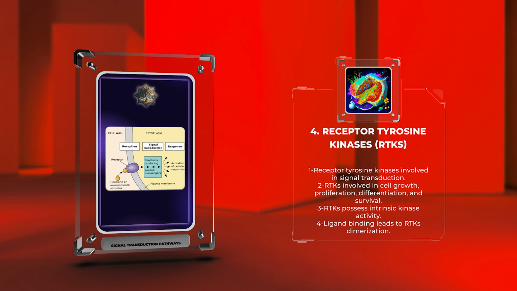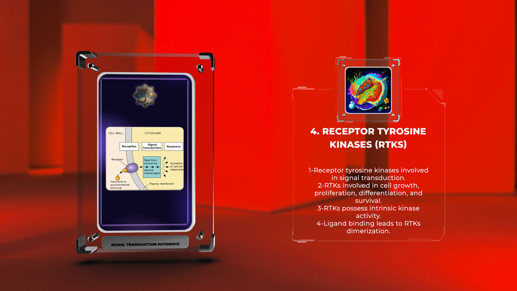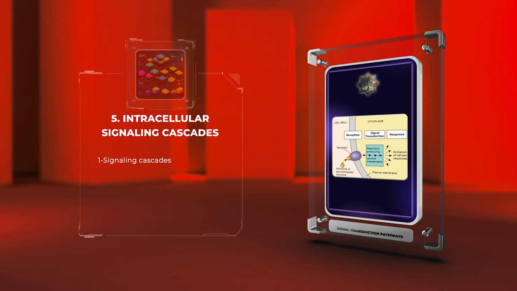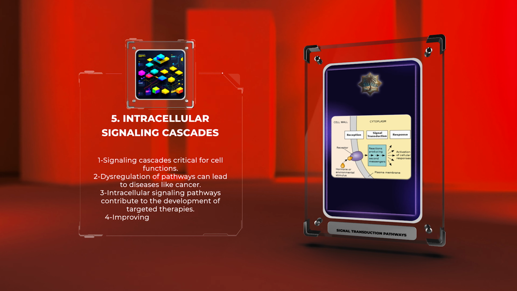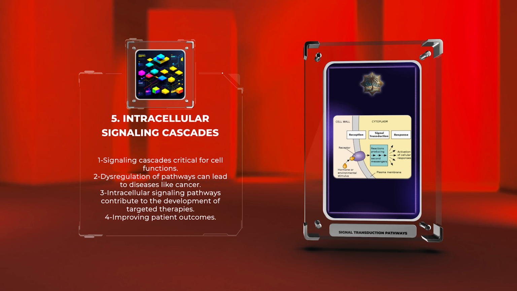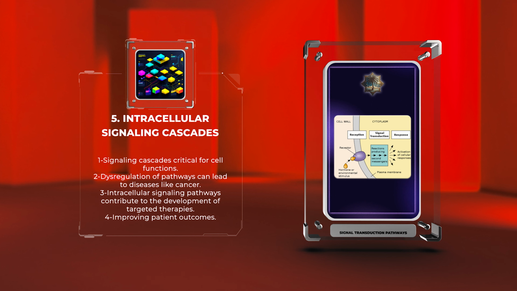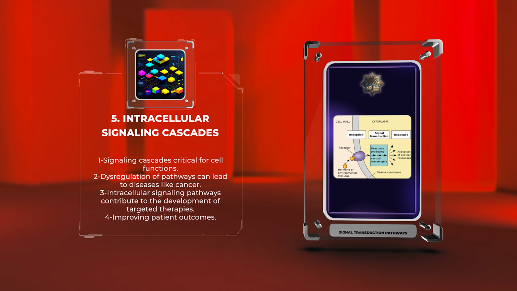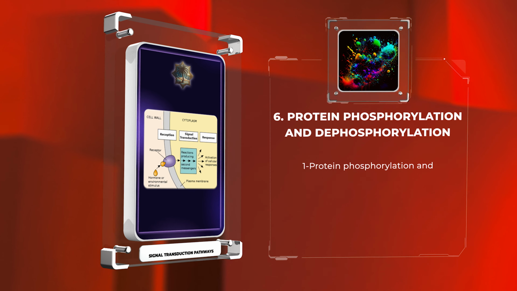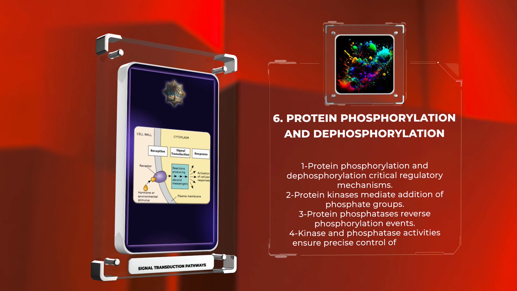The activated signaling pathways influence diverse cellular processes and are tightly regulated to maintain cellular homeostasis. These signaling cascades are critical for cell functions, and dysregulation of these pathways can lead to diseases like cancer. Understanding the intricate details of intracellular signaling pathways can greatly contribute to the development of targeted therapies and improving patient outcomes.